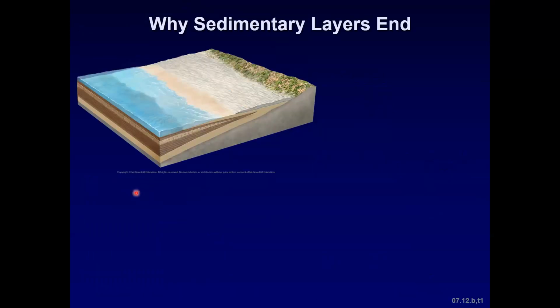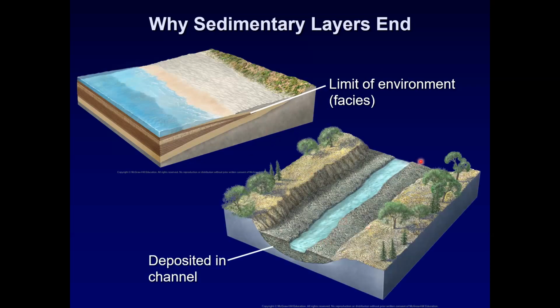So why do sedimentary layers end? It seems like a strange question, but they end because the types of rocks end. We call those facies. They're indicative of a sedimentary environment. A layer can also end because it was deposited only within a limited area, such as a river channel, like here. So there's limits. We don't have one type of rock covering the entire earth, of course.